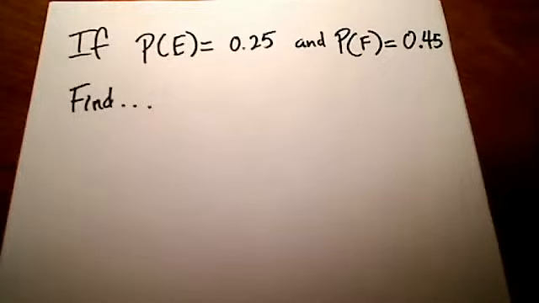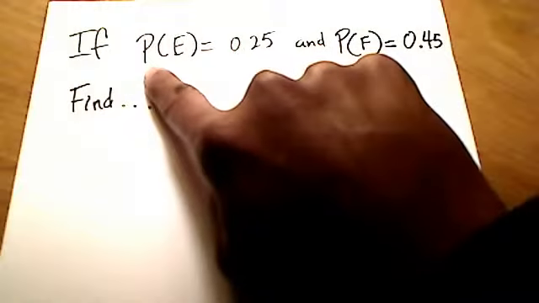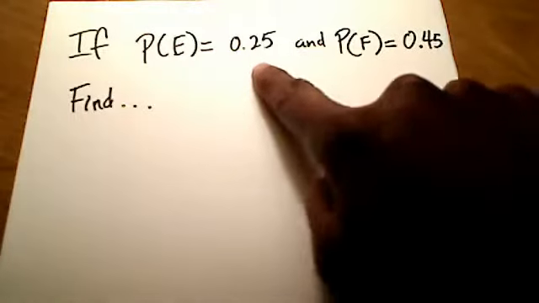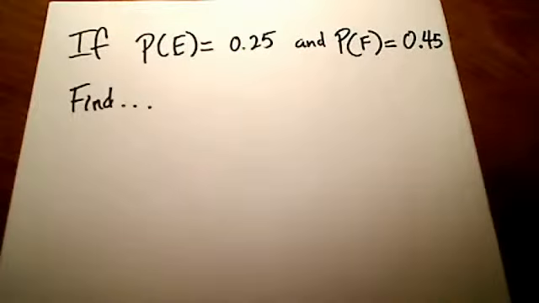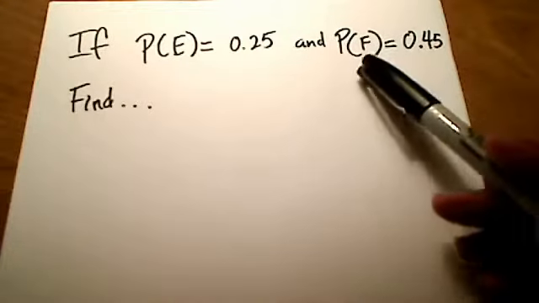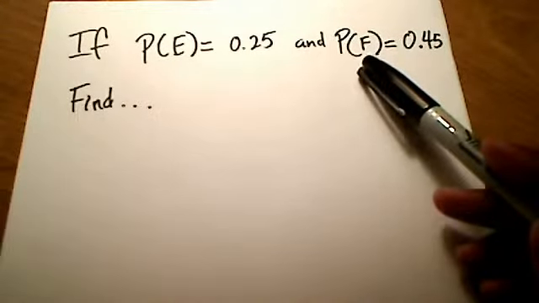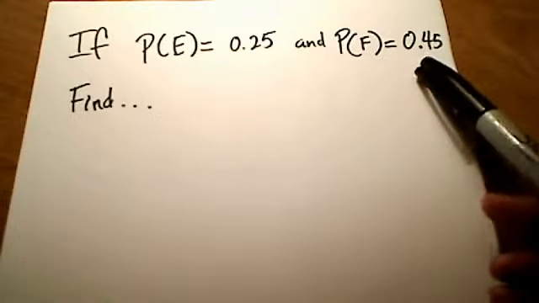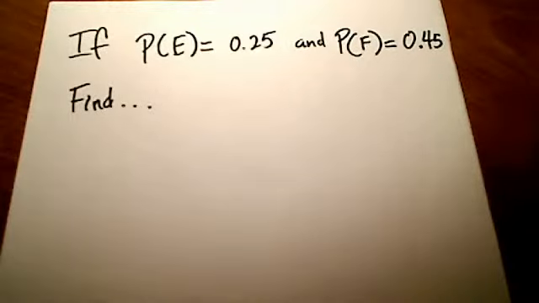This video shows several examples of how probability rules work. When we say probability, if you look at this notation, you'll see that I've got the probability of an event, we'll call it event E, is equal to 0.25. And I've got another event called F, whose probability of F is 0.45. So let's go off and try to find a few things.